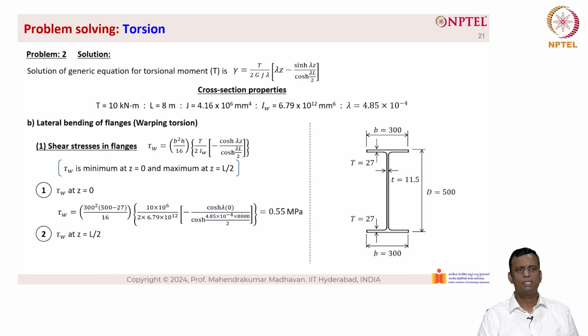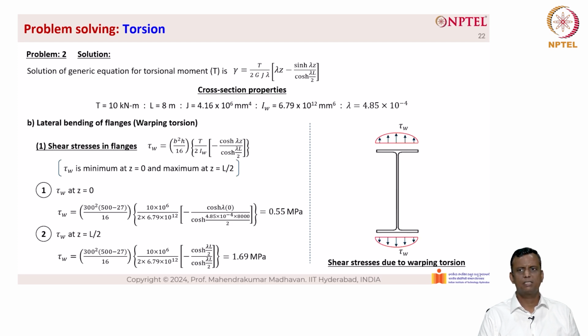Now τw at z equal to L by 2, when we substitute that, the term on the rightmost side becomes minus 1. Basically, when we do all that, we get a value of 1.69 MPa. The distribution of shear stresses, as you can see here, is parabolic in nature. This is the shear stress due to warping torsion.